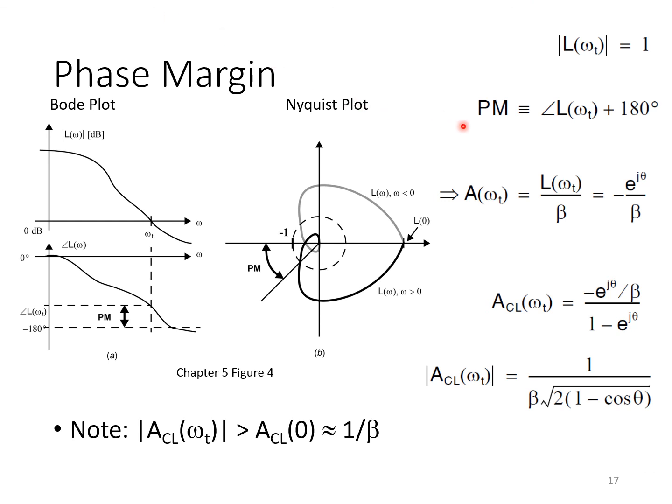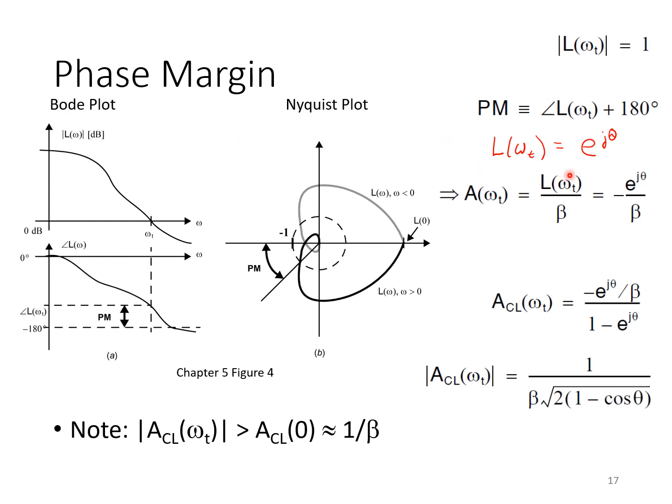The phase margin, therefore, is simply determined by evaluating L at the unity gain frequency omega T and looking at how far above negative 180 it is. That's our phase margin. And we can get some other interesting facts here. Since the magnitude of L at omega T is unity, it can be written as e to the j theta for some angle theta, which is L's phase response at the unity gain frequency omega T, and is therefore related to the phase margin.